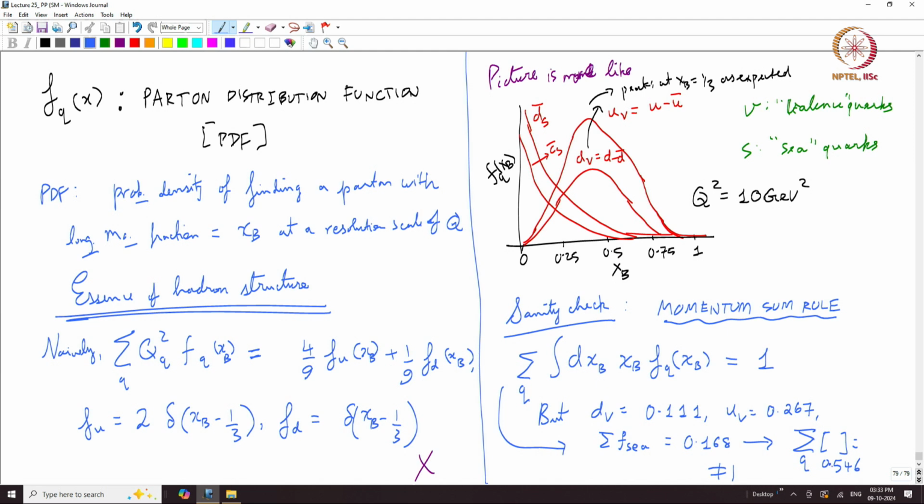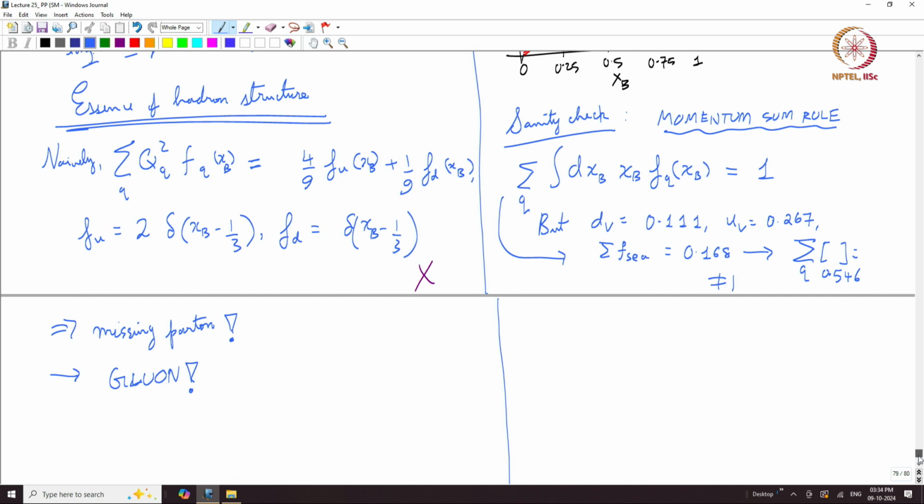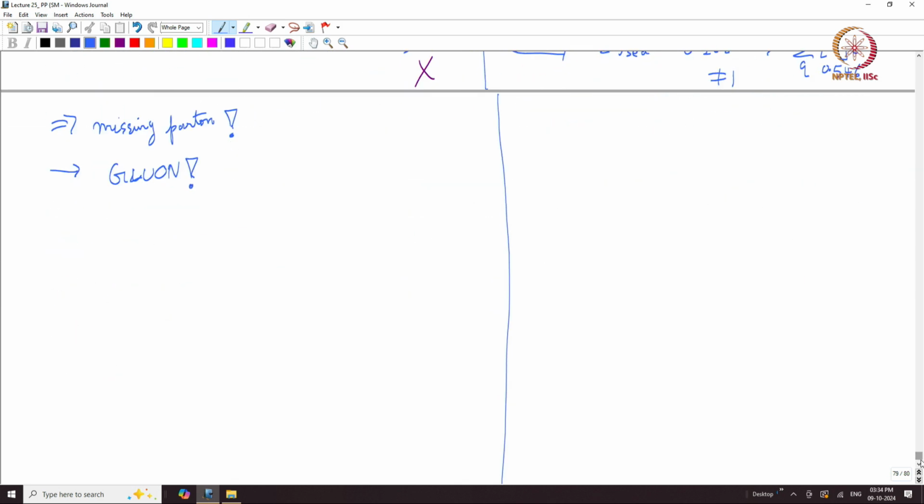So, what does that tell you? That says that clearly there is a missing parton, correct, and that is exactly the gluon. Okay. So, how do we know this? How do we know it is a gluon? It is very simple actually.